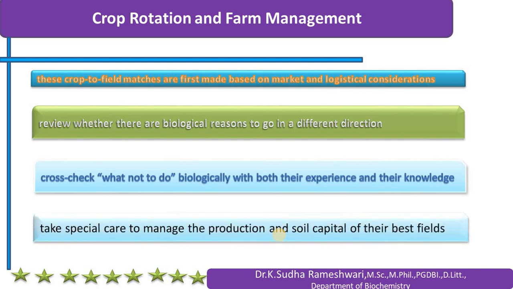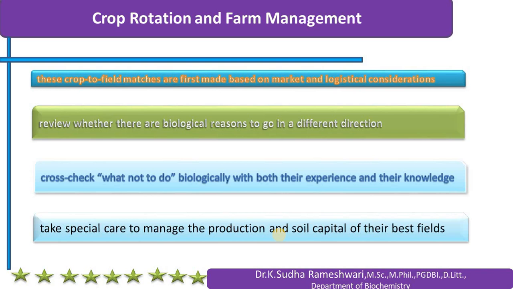Farmers take special care to manage the production and soil capital of their best fields, relying on their knowledge of the fields and the crops they grow, and some general principles. For example, avoid planting related crops in the same field year after year. Expert farmers determine the crop for each field each year.